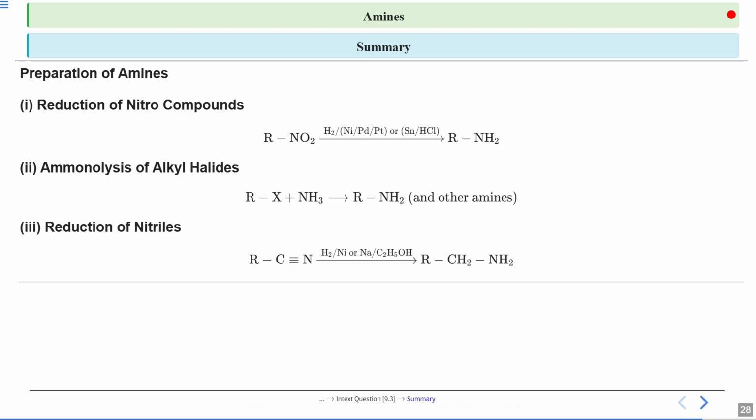Next, we talk about the reduction of nitriles. In this process, a nitrile group, which is C triple bond N, a carbon triple bonded to nitrogen, is reduced to a primary amine. This can be done by using hydrogen gas with a nickel catalyst or using sodium in ethanol. Notice one thing, that the carbon chain gets one extra carbon compared to the starting material.